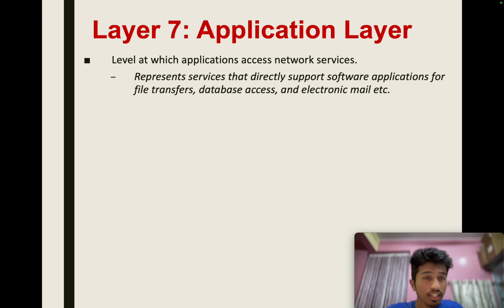For example, let's start with the seventh layer, that is the application layer, at which applications access network services, representing services that directly support software applications. In this, a user from the application UI is directly trying to access the network features. So this is the application layer. For example, file transfer, database access, and electronic emails.